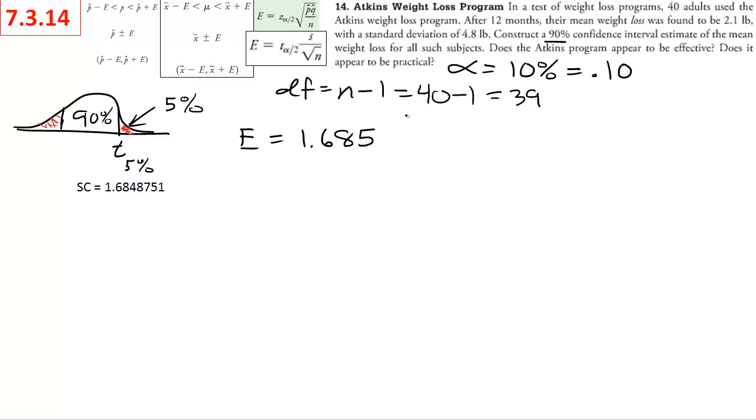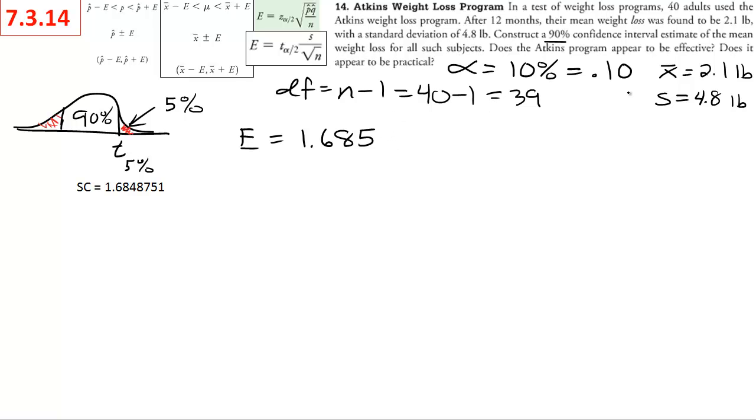And then S, right, according to our question, their mean weight loss was found to be 2.1, so that's my X bar. I can write that over here if I want to. X bar equals 2.1. Our standard deviation was 4.8, so the standard deviation of our sample was 4.8. Remember, these are both in pounds. You might want to keep track of your units of measure. And then we're doing the 90%, and then it wants to know, was it effective and was it practical? Okay, so plug in everything we know.